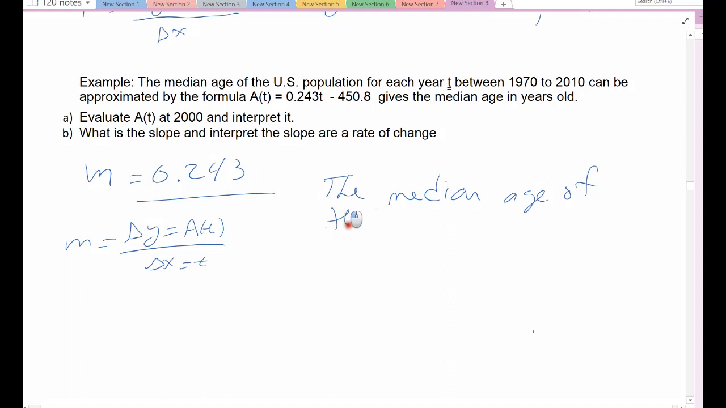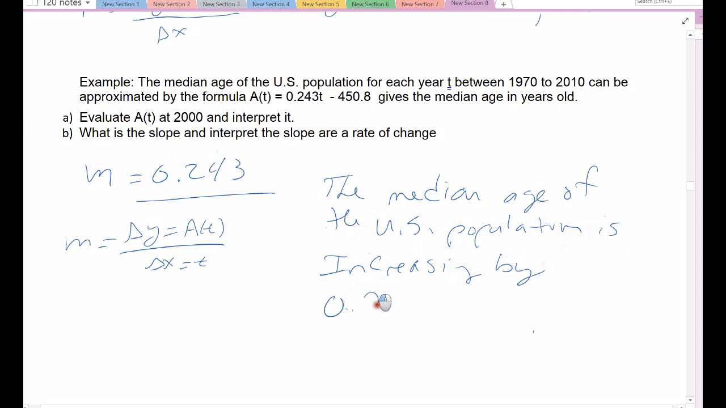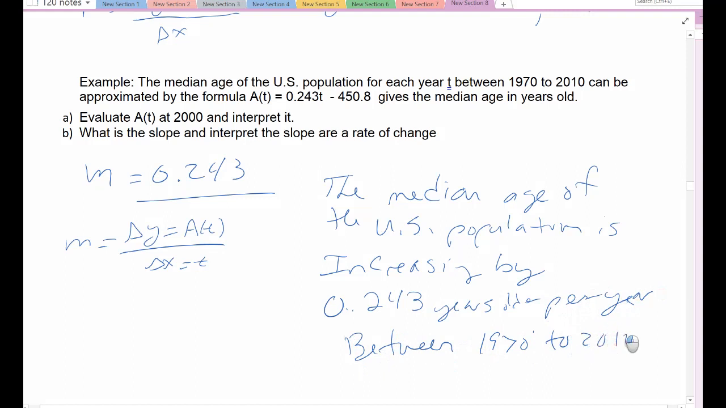age of the U.S. population is increasing by 0.243 years older per year between 1970 to 2010. Alright, so it means the middle age is increasing, which is good. That means more people are getting older, right, because it's moving up.